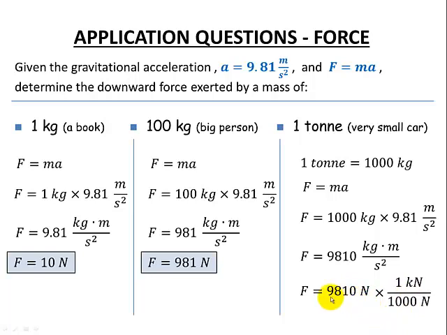Now, this is a relatively large number, so we might want to use a metric prefix to make it maybe a bit easier for other people to read, so we don't have to write so many zeros. And we can change from newtons to kilonewtons. And again, from the metric prefix tables, we should be comfortable with this now. There's 1,000 newtons in 1 kilonewton. So our newtons will cancel out. And now we have that our force is 9.81 kilonewtons. And this is going to be something that you'll see very commonly in your physics course in semester 2, where we're going to be using kilonewtons and meganewtons and larger values like that.